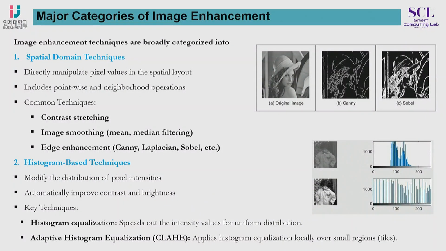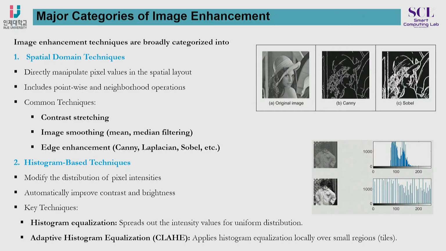So in spatial domain techniques, mostly people use contrast stretching and image smoothing, for example mean and median filtering. Actually, it is the operations on the pixel values. Taking the pixels, we apply different techniques, for example in mean, we take the mean of this and we apply this mean to these 2 pixels. Likewise, mean filtering and median filtering, and for edge enhancement, we use mostly Canny, Laplacian, and Sobel, and other techniques as well.